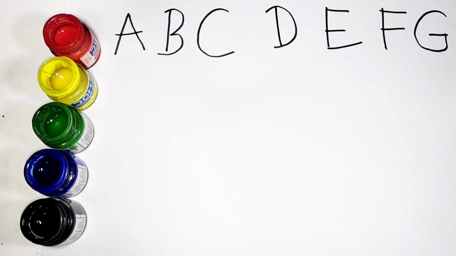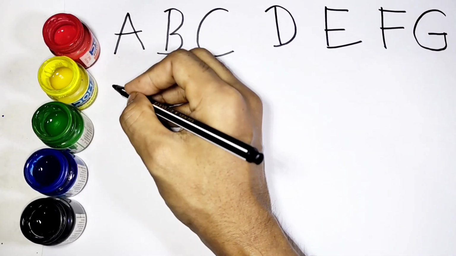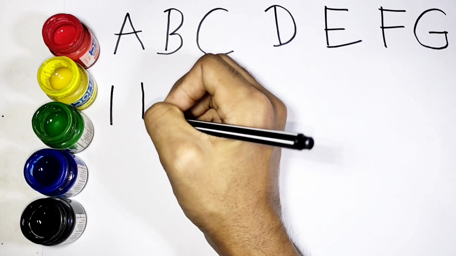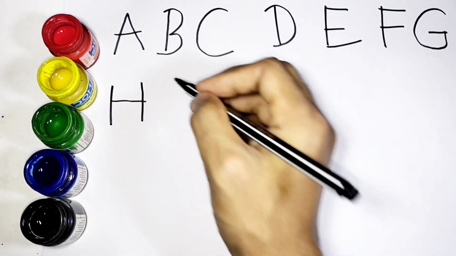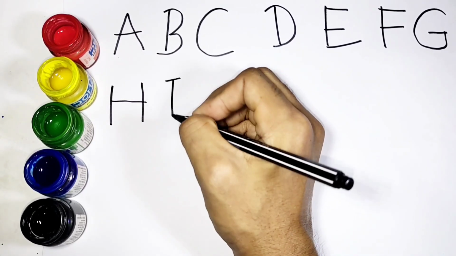The alphabet G. G for God. And the next one is H. H for hand. Now we draw the alphabet I. I for eyes.